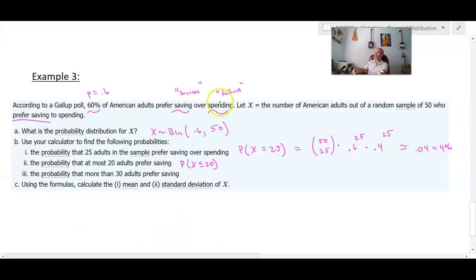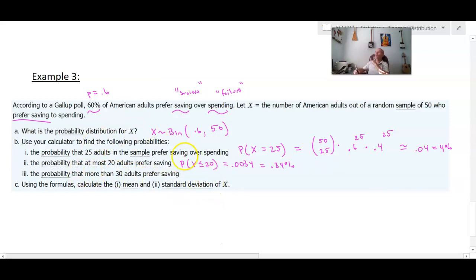There's only a 0.0034, which is about 0.34% of the time in a group of 50 people would we expect that 20 or fewer of them prefer saving. Okay, so we expect a lot more than that, right? Because on average, we get 30.